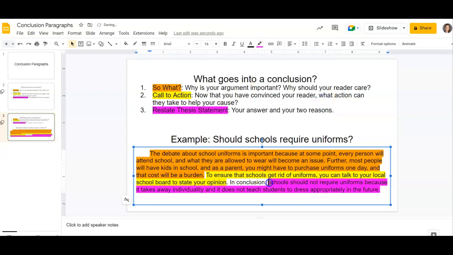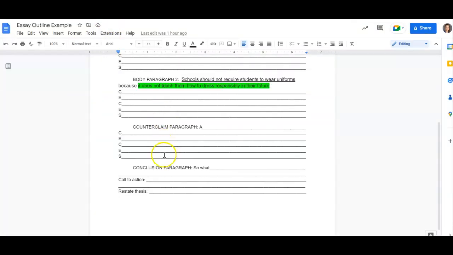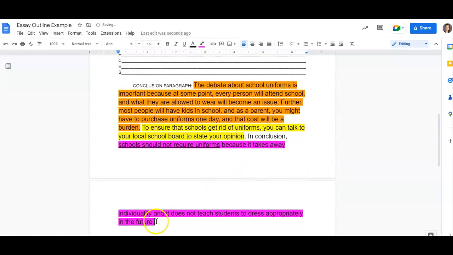Okay, and remember in the last one we had our answer. Schools should not require uniforms, underlined, because it takes away individuality. That was our reason number one. It does not teach students how to dress appropriately in the future. That's our reason number two. Okay, so let's take this paragraph and we can just plug it right into our example essay. We have our so what, our call to action, and our thesis.